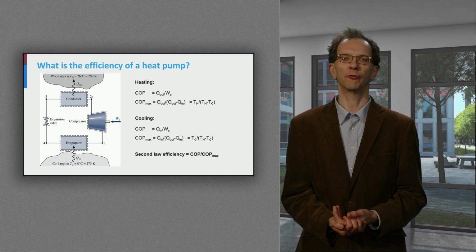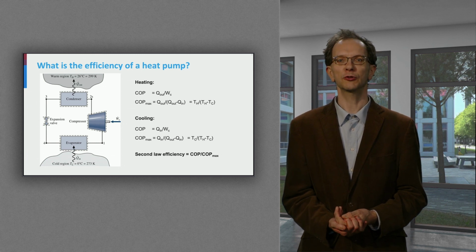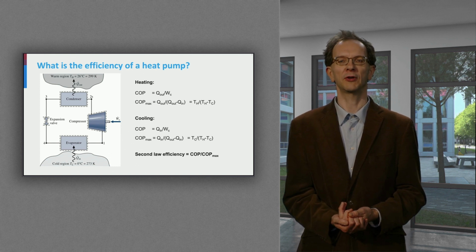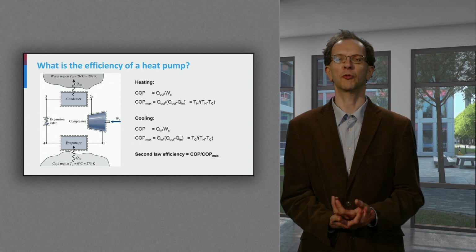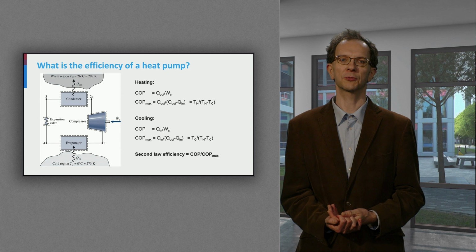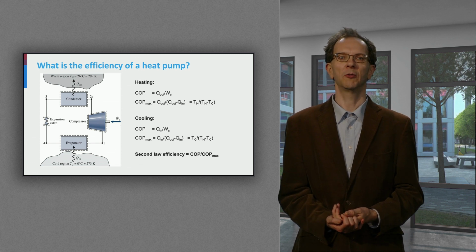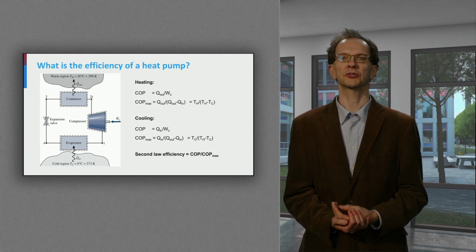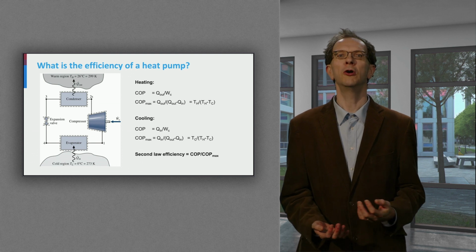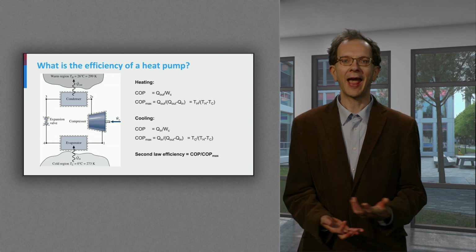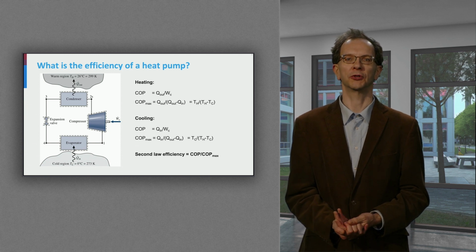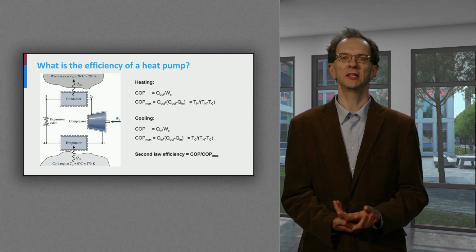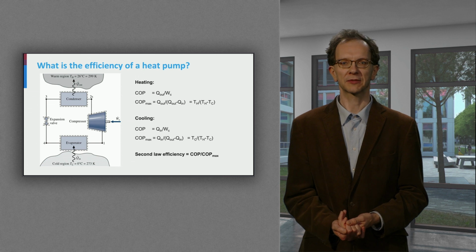The coefficient of performance, COP, is defined as the useful effect, heating or cooling, depending on whether we must deal with a heat pump or refrigerator, divided by the work of the compressor. The maximum possible efficiency is the Carnot efficiency, which only depends on the temperatures of the hot region and the cold region. The so-called second law efficiency is defined as the ratio of the actual coefficient of performance and the coefficient of performance of the corresponding Carnot cycle. Note that the equations for this are defined slightly differently depending on what we call the useful effect.